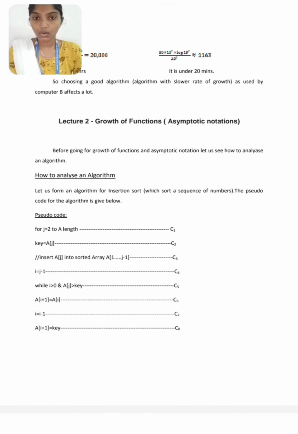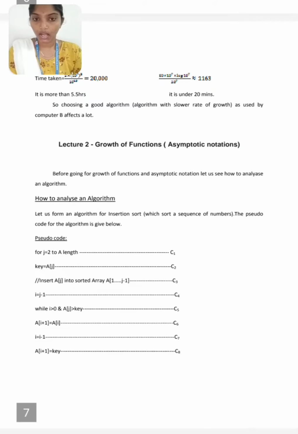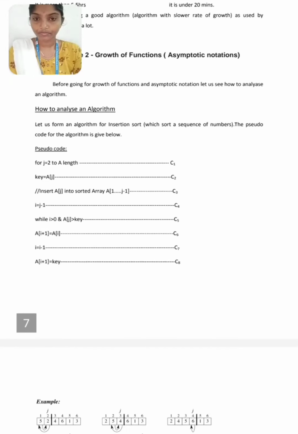So choosing a good algorithm with a slower rate of growth lets computer B be effective as a loader. Next, chapter 2, growth of functions and asymptotic notation. Before going to growth of functions and asymptotic notation, let us see how to analyze an algorithm. Let us perform an analysis of insertion sort, which sorts a sequence of numbers. The pseudocode of the algorithm is given below.